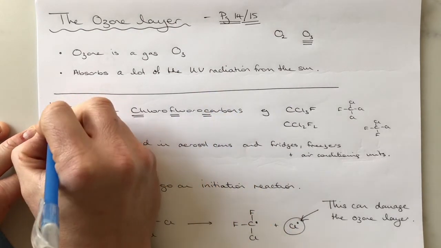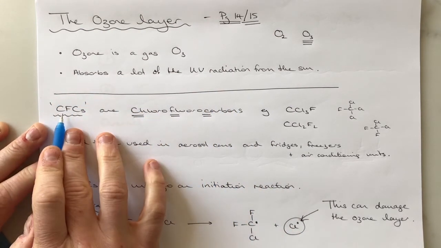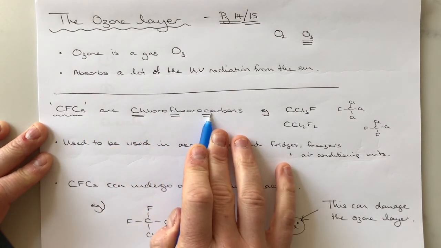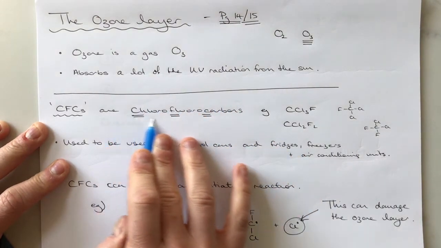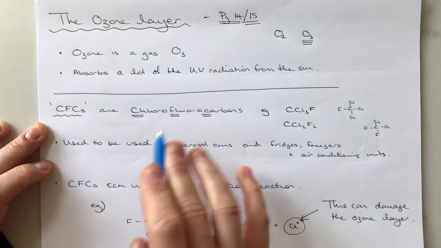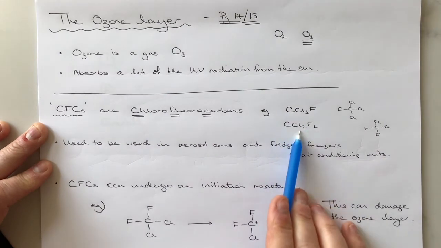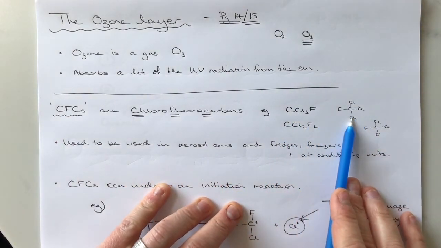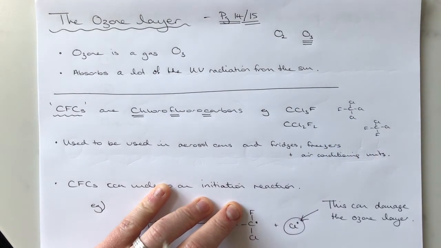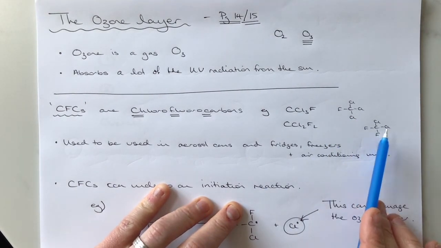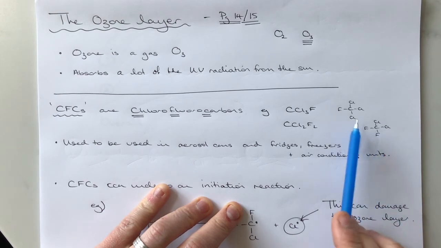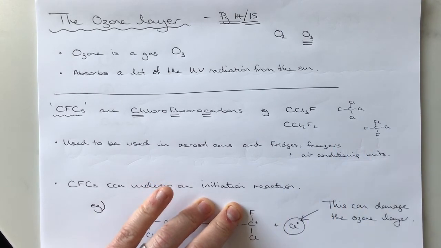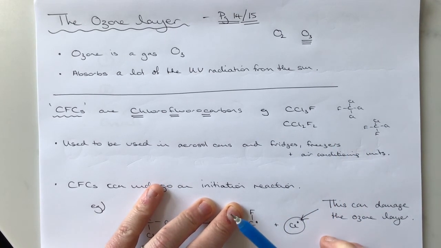Now, you may have heard the term CFC. A CFC is just a shortened name for a chlorofluorocarbon. So it's a collective name for any organic molecule which contains chlorines and fluorines. So these are a couple of examples. This is trichlorofluoromethane. This is difluoromethane. So these are examples of organic molecules which have chlorines and fluorines attached to them. So these are examples of CFCs.